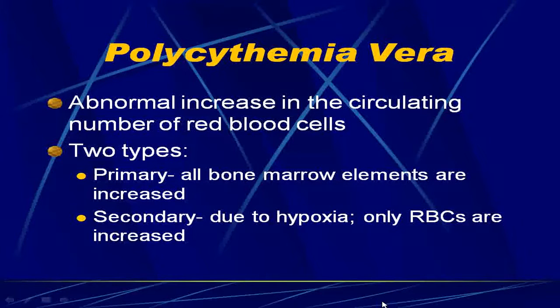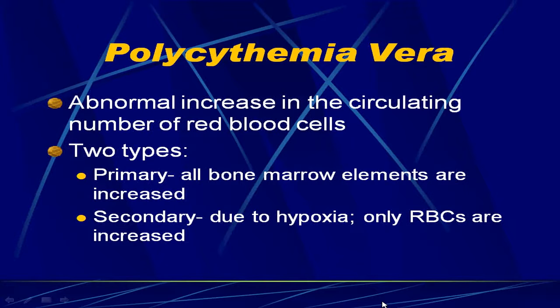Polycythemia vera is an abnormal increase in the circulating number of red blood cells. We see here that with an abnormal increase, it's possible then to have too many red blood cells. And so the two types we see: a person can have the primary type of polycythemia vera, which is where all bone marrow elements are increased. So we've got too many red blood cells, white blood cells, and also too many platelets.